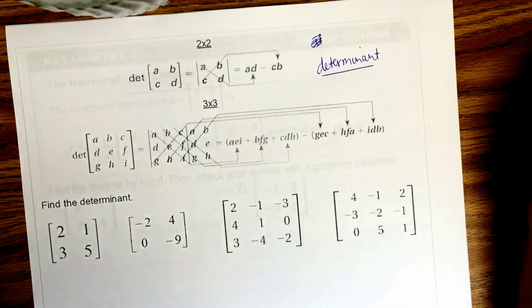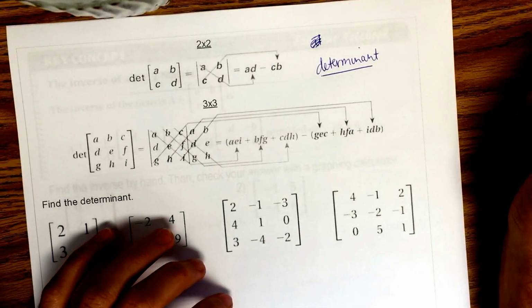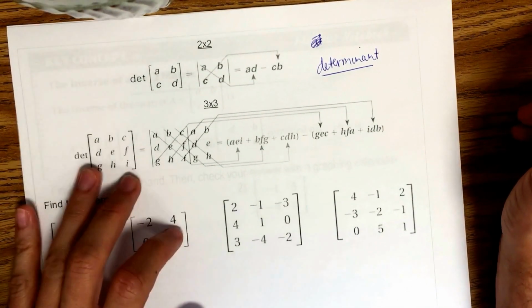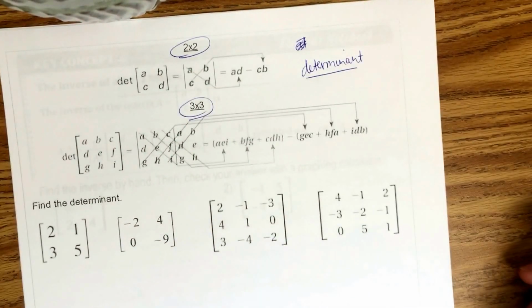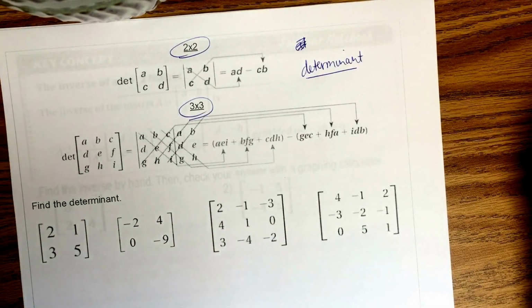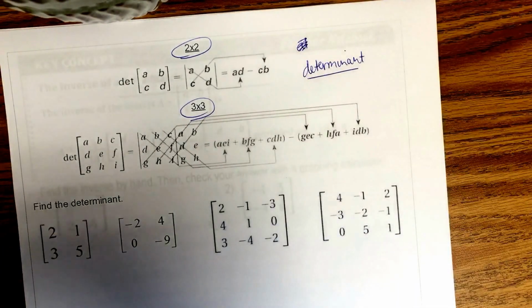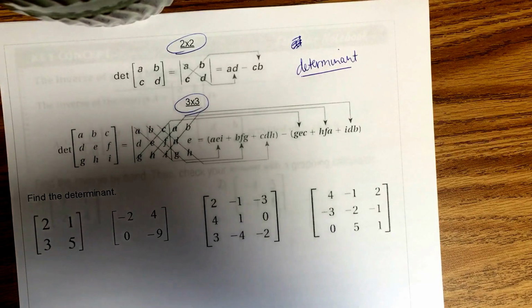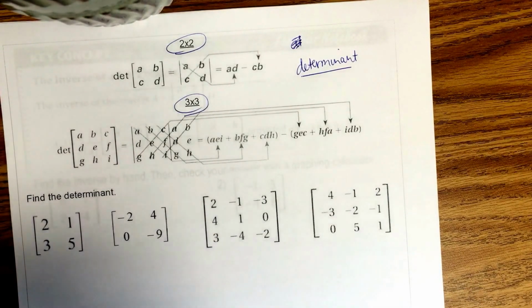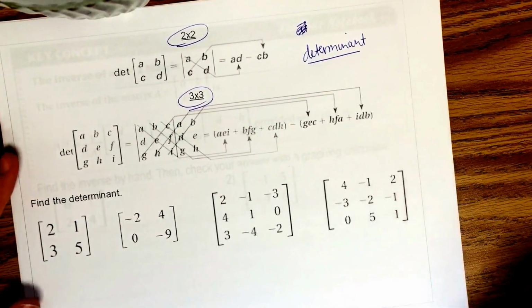So what do I mean by square? Square matrices have the same number of rows as they have columns. So for example, a 2 by 2 and a 3 by 3 are square matrices. You can also find determinants of 4 by 4s, 5 by 5s, and so on. We're not going to go that far. We're only going to do 2 by 2 and 3 by 3. So let's talk about 2 by 2.